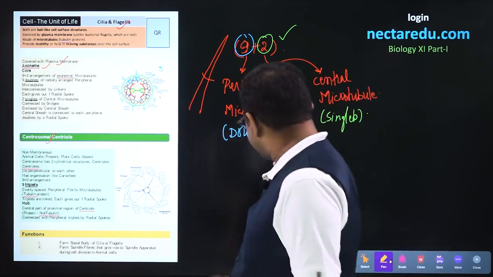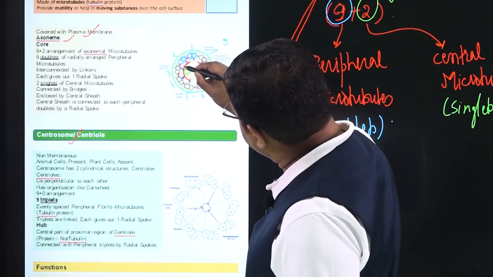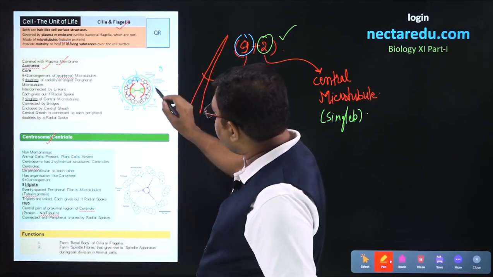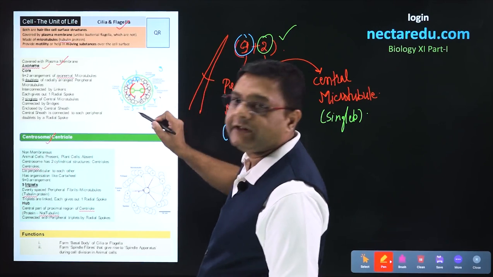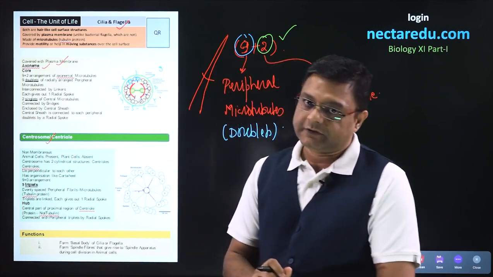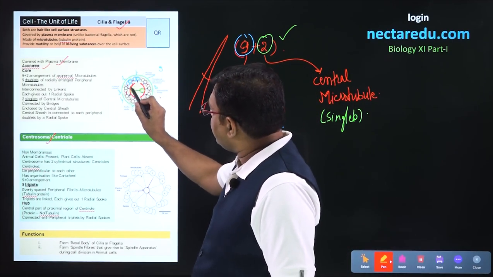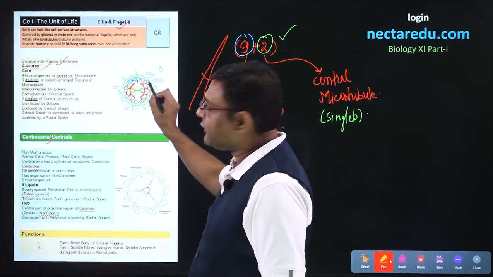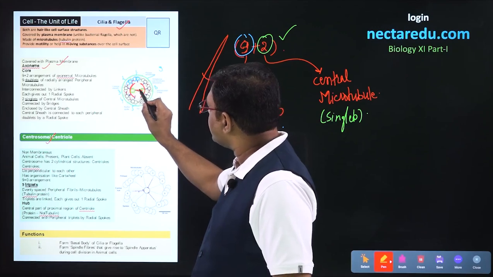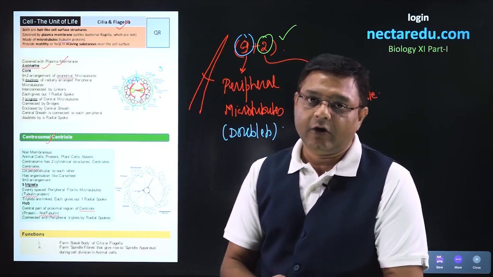Another structure which is shown in red color is called central sheath. This is the central sheath which is surrounding the singlets, and all these 9 radial spokes that we talked about are connected to the central sheath. Along with it, as we had seen that peripheral doublets were connected by small bridges or linkers, similarly these singlets are also connected by a bridge. So, this is the structure of cilia or flagella.